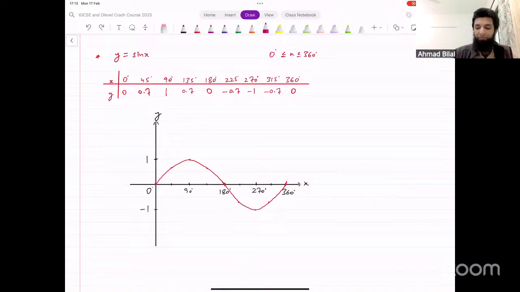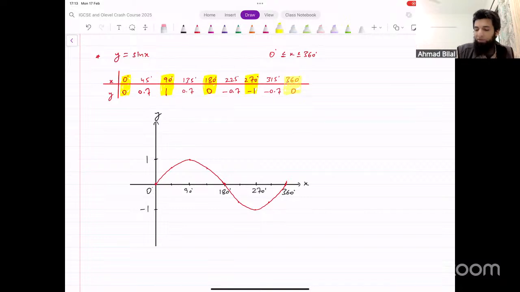Okay, now these are the important points. At 0, it's 0. And then at 90, it is 1. At 180, it is 0. At 270, it is -1. And at 360, it is 0 again.